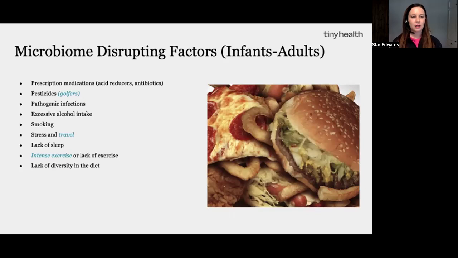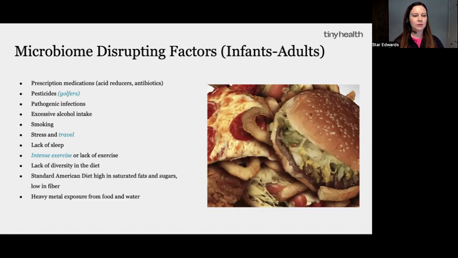Now, lack of diversity can occur for a number of reasons. A lot of us may have very limited diets for health purposes, food allergies and intolerances, or maybe we just put ourselves on what we consider a healthy limited diet, but it's not that great for the microbiome because it is limited. The standard American diet that's high in saturated fat, sugars, and low in fiber is very difficult on the microbiome, and heavy metal exposure from food and water.